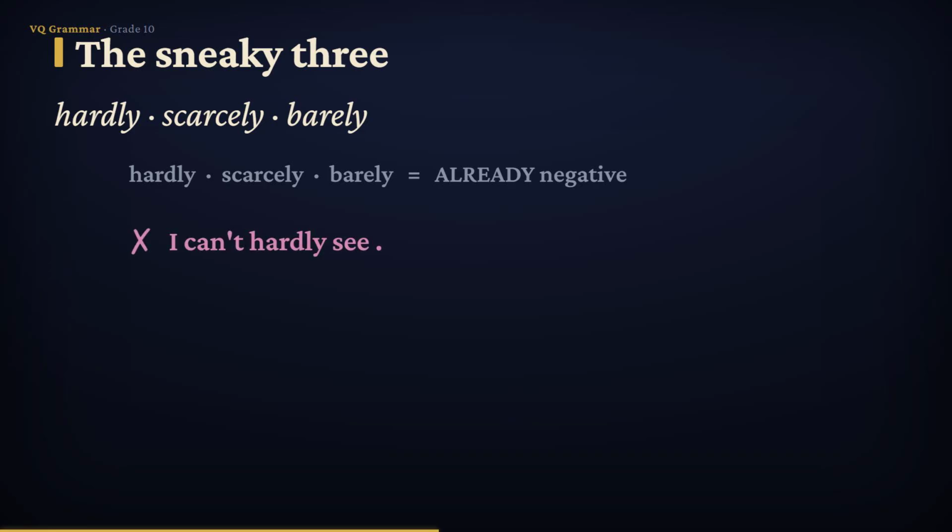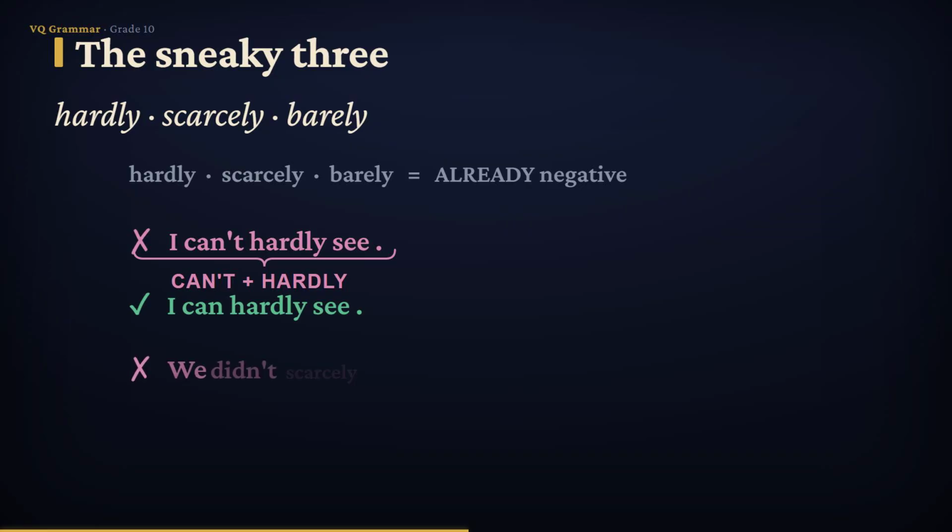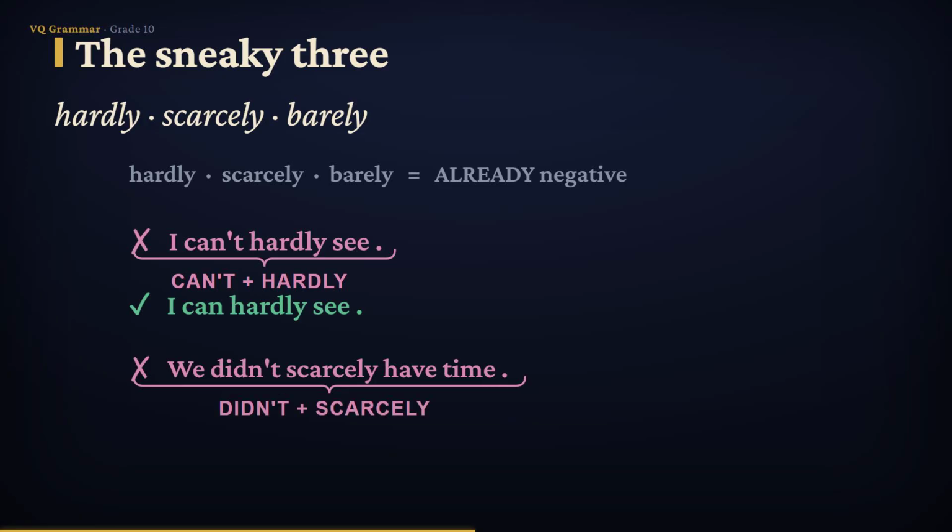Look at this. I can't hardly see. There's the negative tucked inside can't, and there's hardly right beside it. That's two negatives. The repair is to drop the contraction. I can hardly see. Here's another. We didn't scarcely have time. Once again, didn't plus scarcely. Clean it up like this. We scarcely had time.